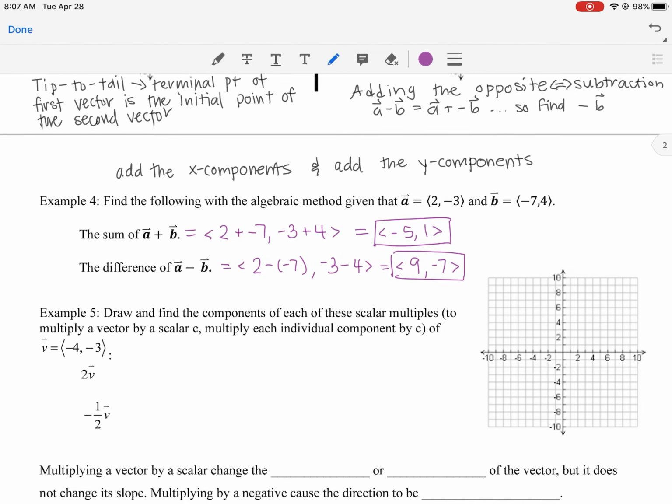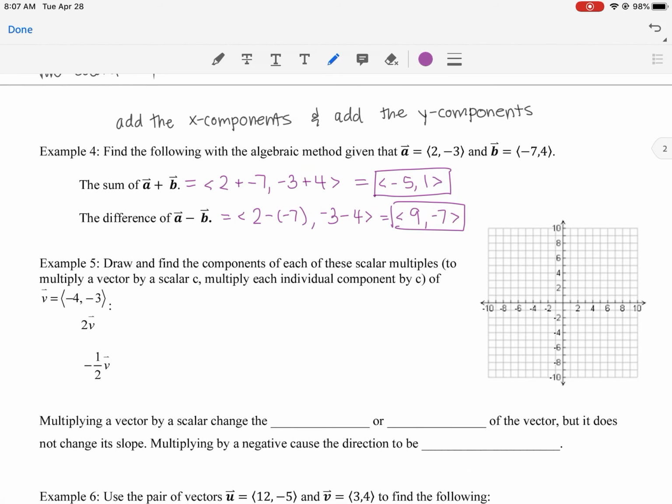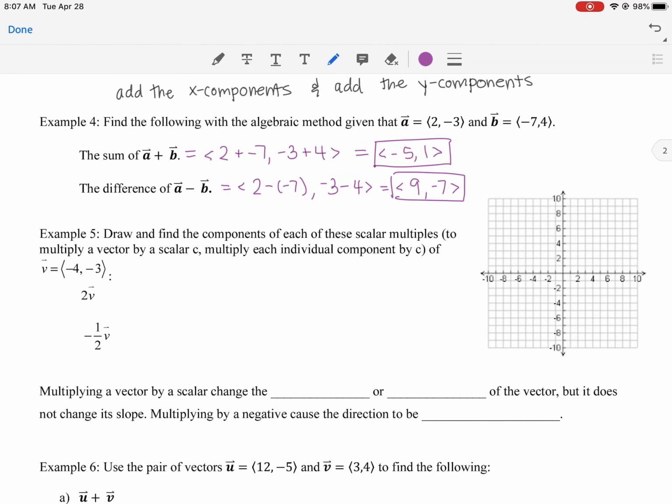Okay, so now let's talk about scalar multiples. To multiply the vector by a scalar c, multiply each individual component by c. So if we're trying to do 2 times -4, comma -3, that's the same as doing 2 times -4 and 2 times -3. So we end up with a vector of -8, -6. And notice it's still going the same direction, just double the distance, twice as long.